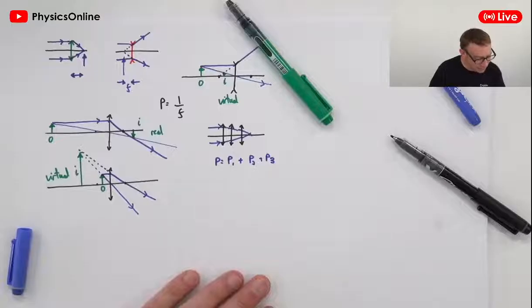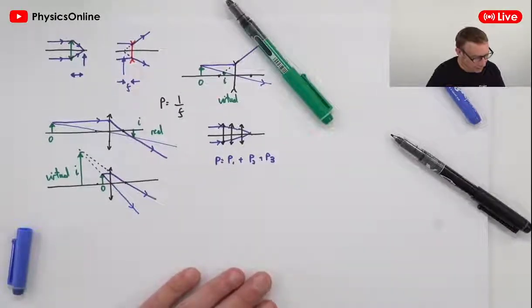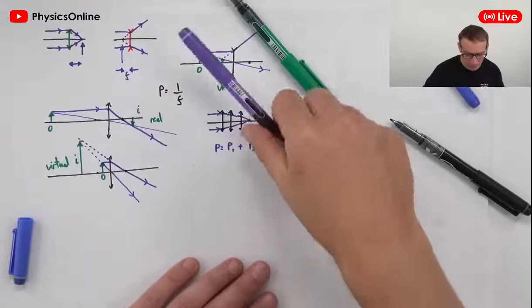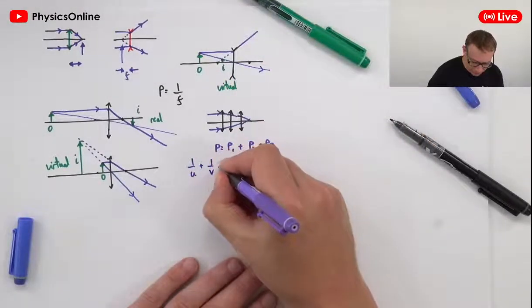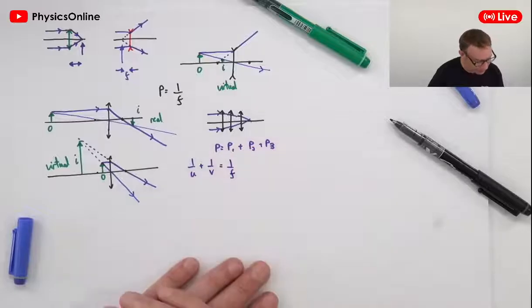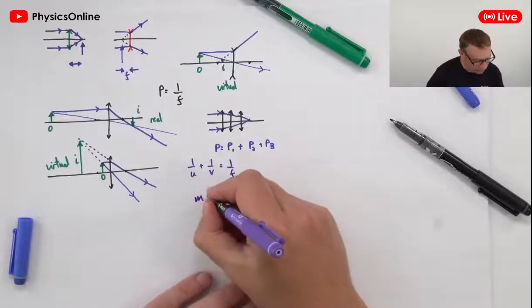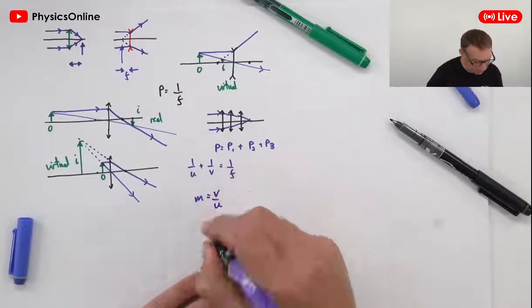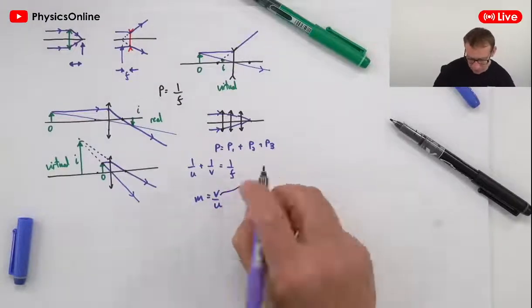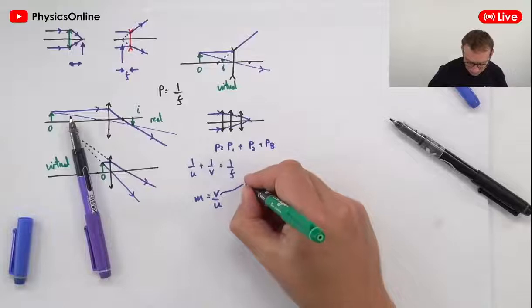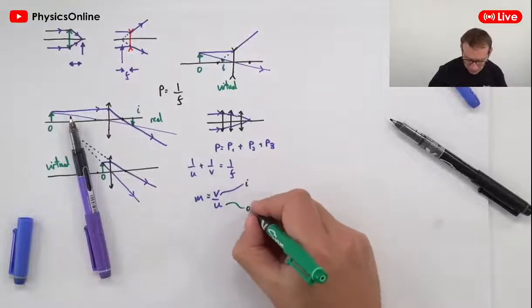And if you look at the distance between the height of the object and the height of the image, we've got two equations that you need to be aware of. That's 1 over u plus 1 over v equals 1 over f. Okay, and also the magnification is equal to v over u. Okay, where v is going to be the height of the image and u is the height of the object.